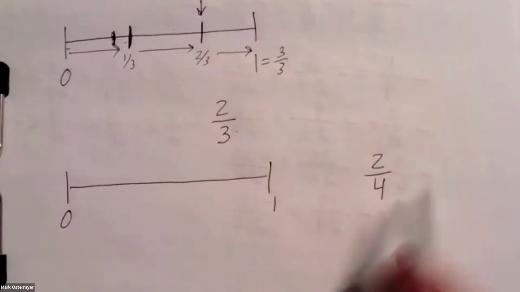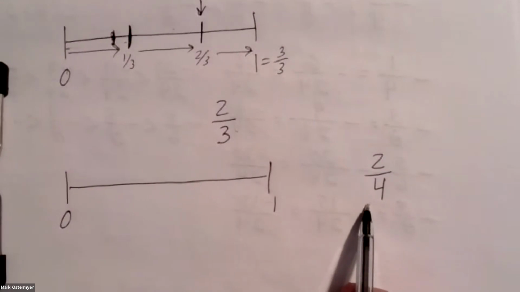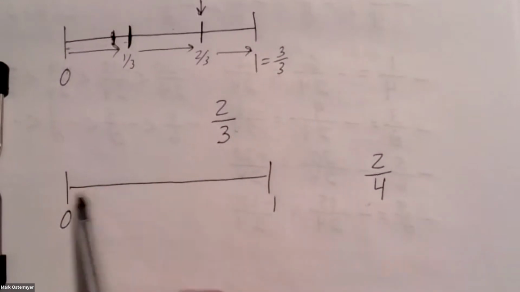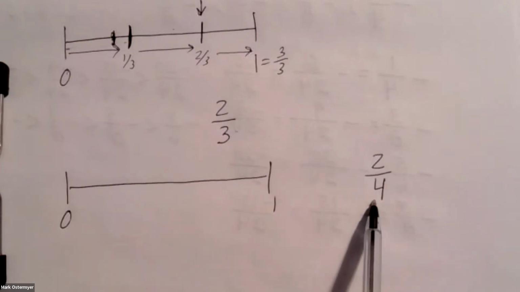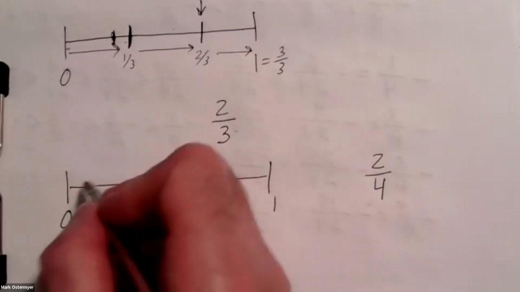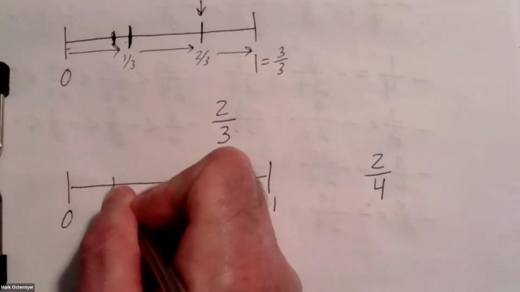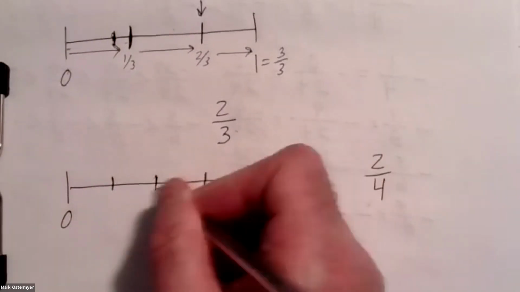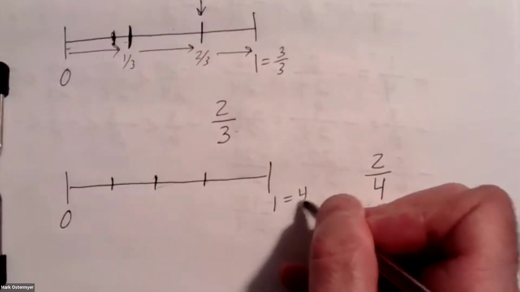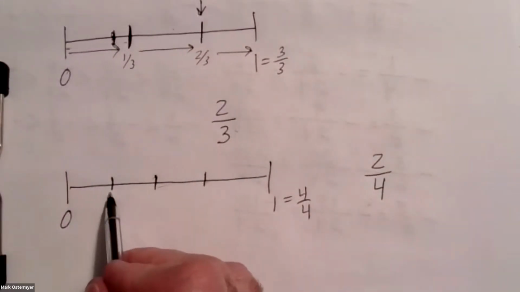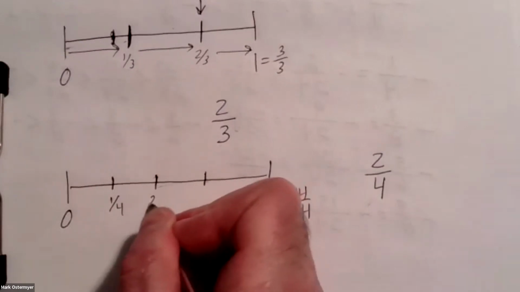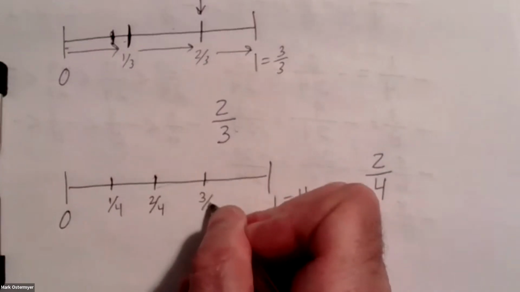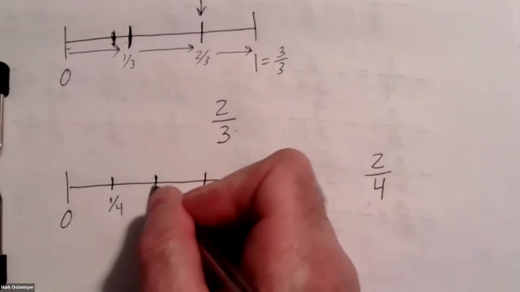All right, if I gave you between 0 and 1, and I wanted you to locate, let's say, 2/4, how would you divide this interval 0 to 1 up in order to locate 2/4? Yeah, you could divide it up into fourths. Do you agree? Equal fourths. So 1/4, 2/4, 3/4, and 4/4. Another name for 1 is 4/4. So 2/4 would be right here.